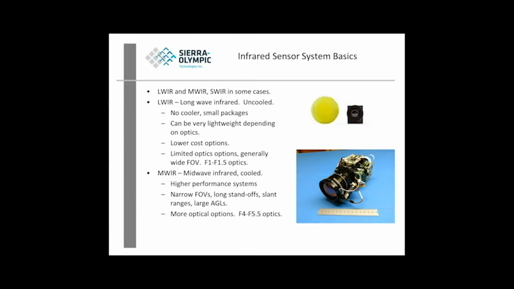And in midwave, these are higher performance systems. These are for narrower fields of view. That's a picture on the bottom. You can see the size of a midwave system. And these are typically f4 and f5.5. And these have slant ranges of 2,000 meters or greater.